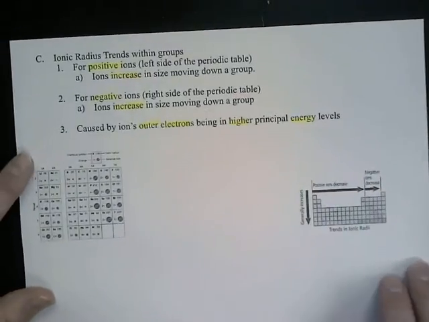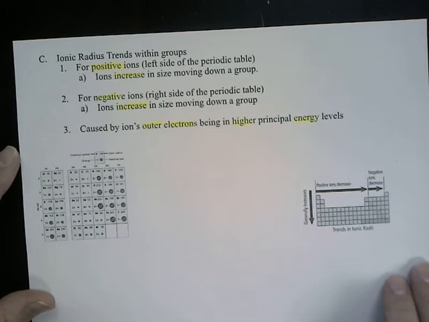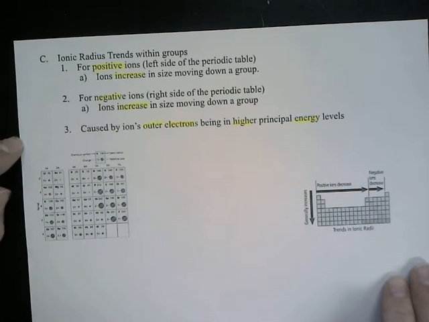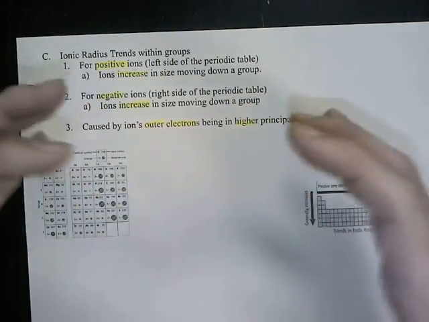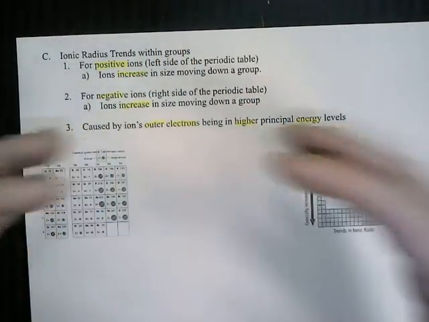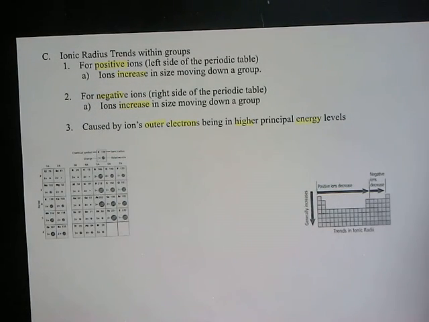Now, for ionic radius, we have to talk about how it changes as we move down within groups. Both positive and negative ions are going to increase, and that's because, again, you're adding that layer and you're adding that extra shell of electrons.